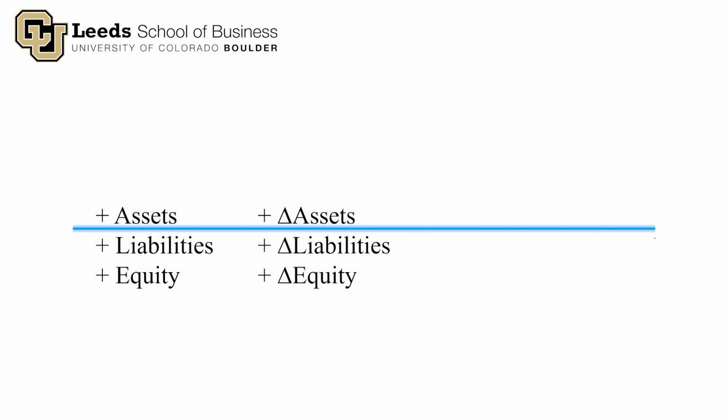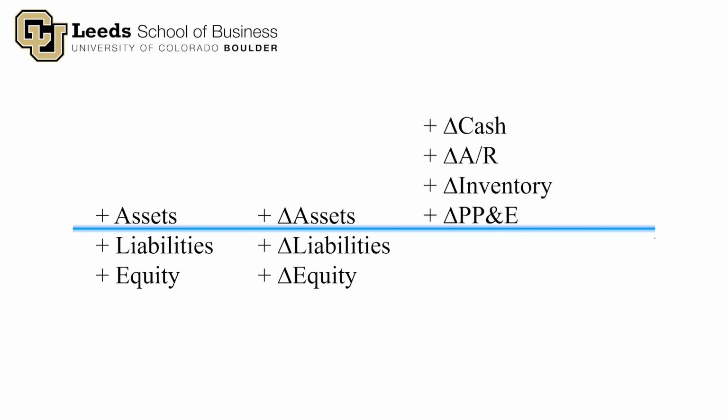The next transformation is to get a little bit more granular. I'm going to break out assets into its components. What could be the components of assets? This is a small, simple company, just for example purposes. This company has cash, accounts receivable, inventory, and PP&E. Those are the 4 assets that this company has. So the change in assets is equal to the change in cash plus the change in accounts receivable plus the change in inventory plus the change in PP&E.